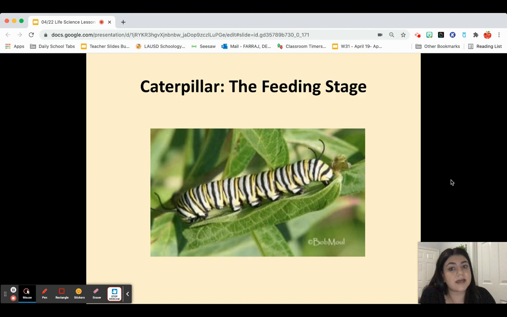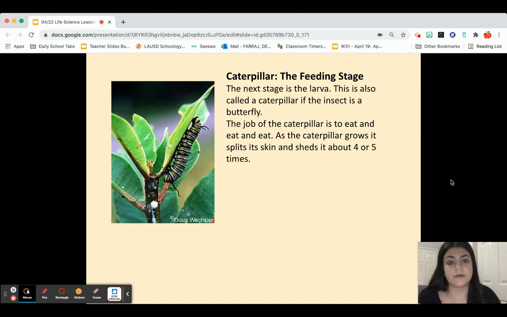The next stage is the caterpillar, and this is the feeding stage. This is one of the most important parts in the life cycle because the caterpillar is eating so much, it's gaining the nutrients that it needs in order to move on to its next stage in the life cycle. We call this the caterpillar or the larva. This is also called a caterpillar if the insect is a butterfly. The job of the caterpillar is to eat and eat and eat. As the caterpillar grows, it splits its skin and it sheds about 4 or 5 times.